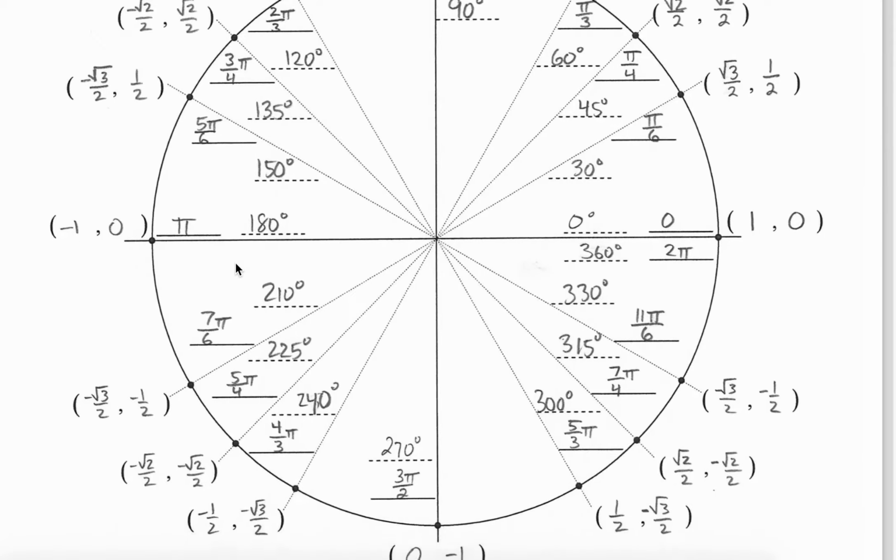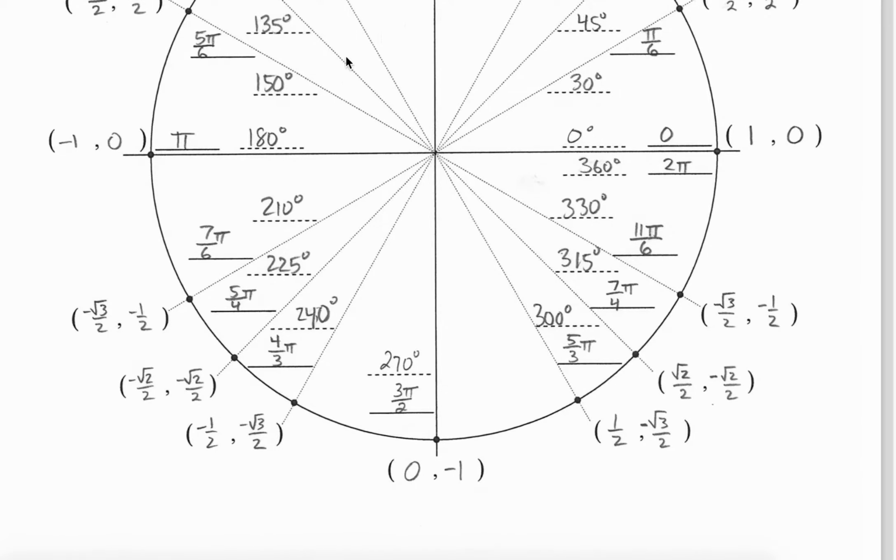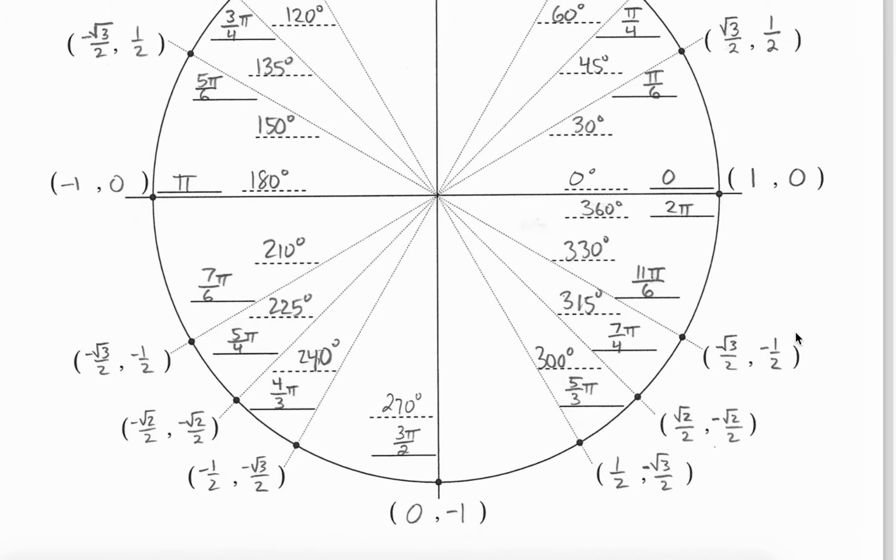Going down into the third and fourth quadrant, you could just reflect the top half of this circle across the x-axis. Notice that these coordinates are the same as those, except that the y value is negative in the fourth quadrant. Or these coordinates right here are the exact same as these coordinates, except they're both negative in the third quadrant.